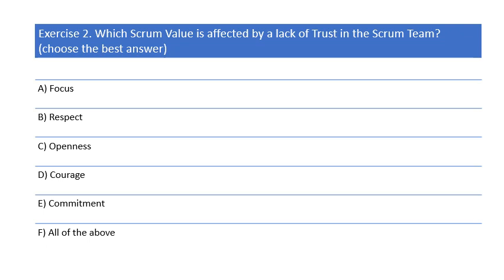Exercise 2. Which Scrum value is affected by a lack of trust in the Scrum team? Choose the best answer. Option A. Focus. Option B. Respect. Option C. Openness. Option D. Courage. Option E. Commitment. Option F. All of the above. Let me know what option you have chosen.